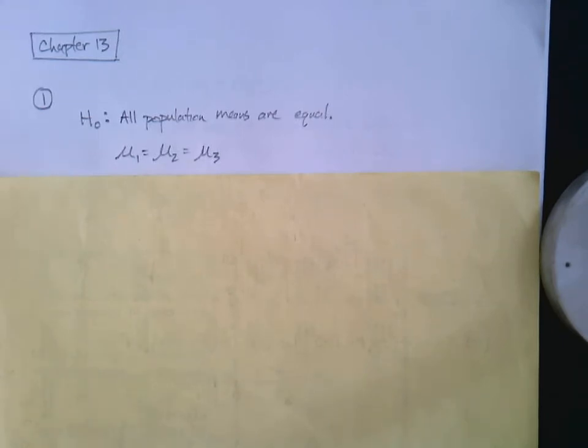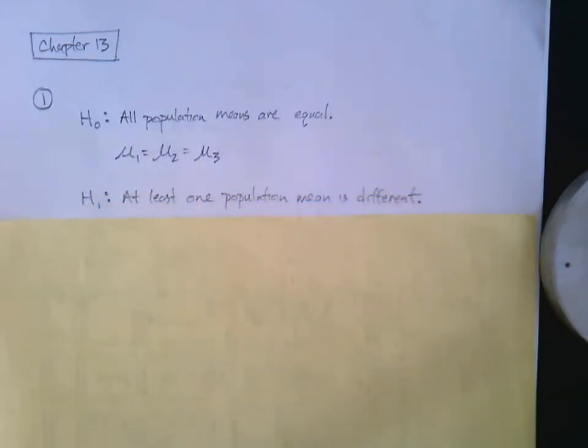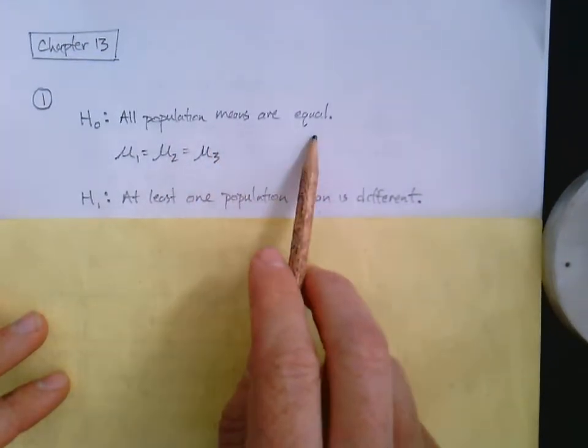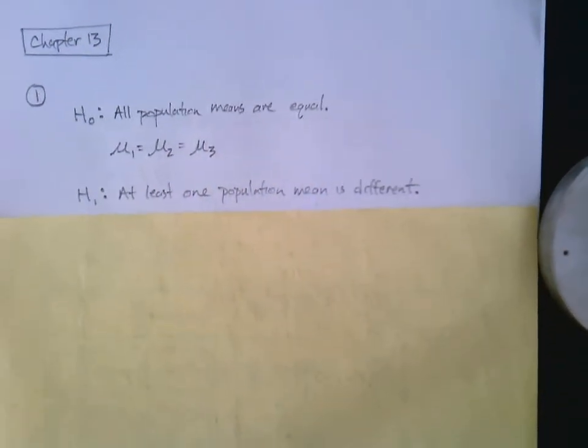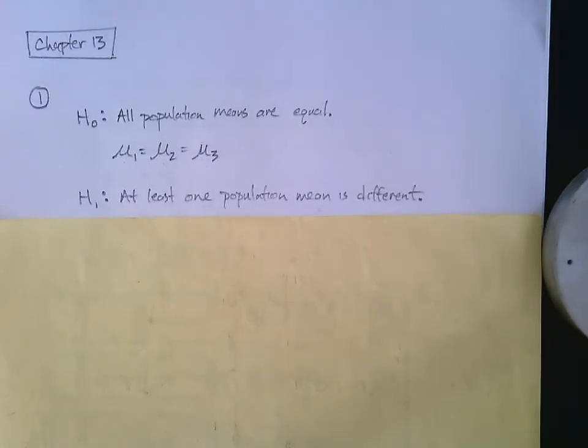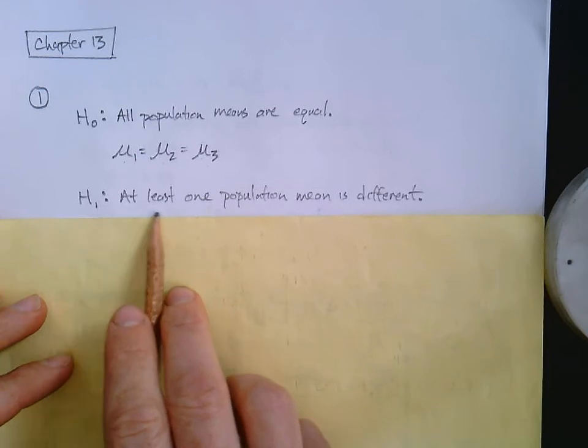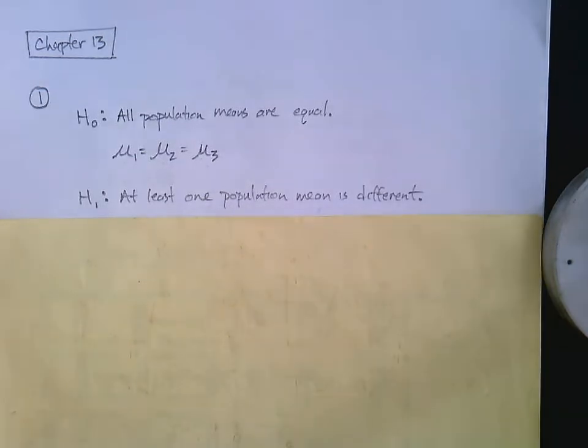How about our alternative hypothesis? Well, we don't really have a neat equation for this. You just have to write that sentence. If we're going to assume that they're all equal, then the opposite of that would be at least one of them is different. So our alternative here: at least one population mean is different from the others, from the other two in this case.